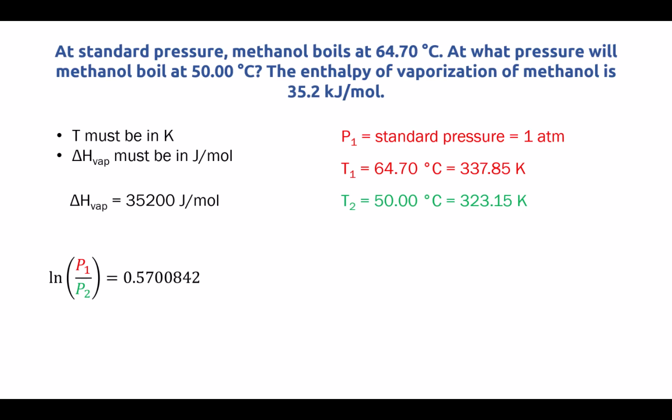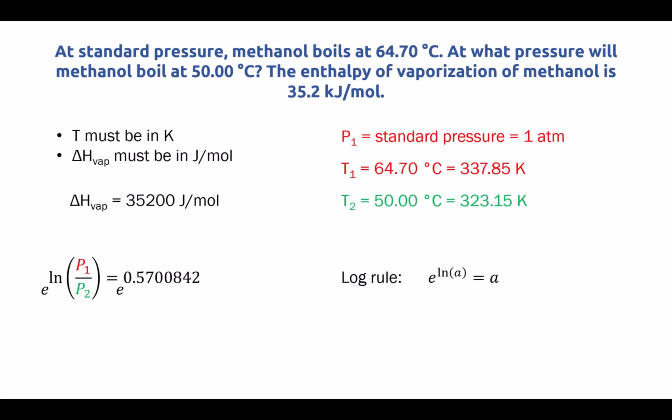Now, if we want to separate the pressures from the ln, I'm going to have to get rid of that ln. So here's an easy way to do that. I'm going to say e to the power of the left side is equal to e to the power of the right side. The reason why I am doing this is because of a certain log rule. If you take e to the power of a ln, then that will be equal to whatever was inside the ln. So e to the ln a will be equal to a.